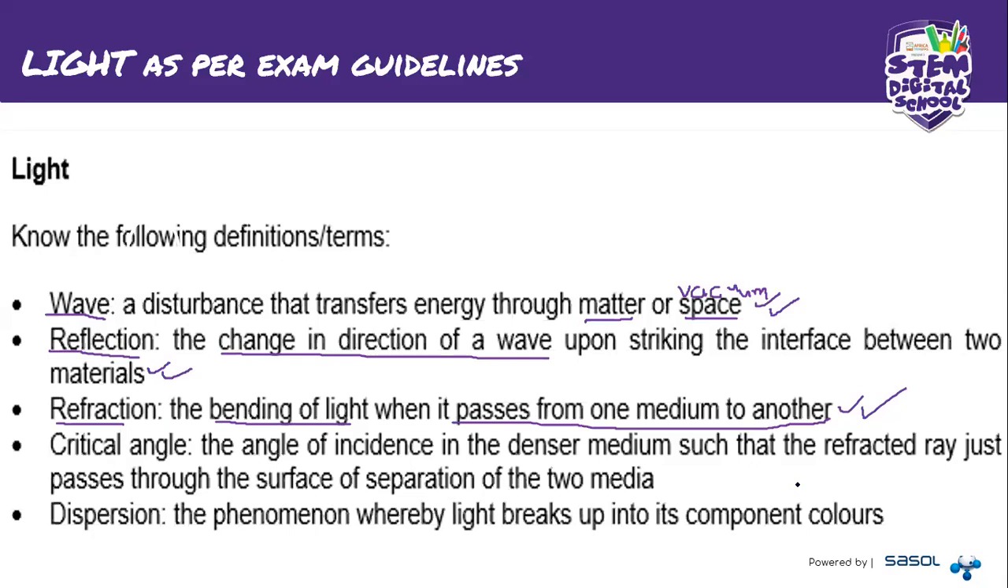We said for the light to bend towards the normal, the light ray must be coming from a less dense medium to a more dense medium. Or in other words, for the light to bend towards the normal, the light must be coming from a medium of lower refractive index to a medium of higher refractive index. Very critical, my dear learners.